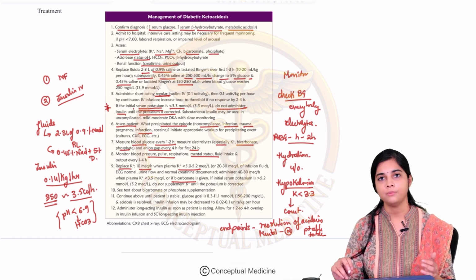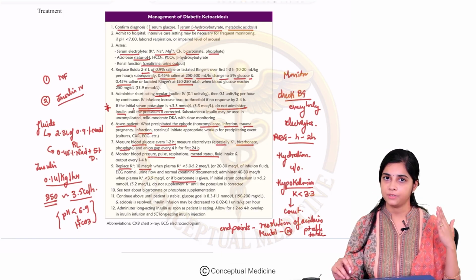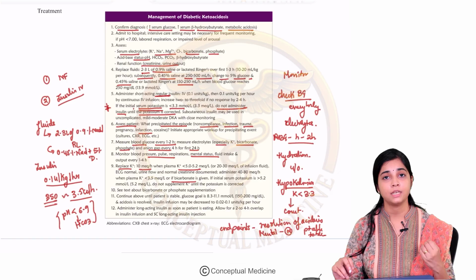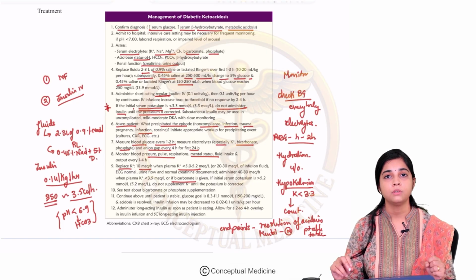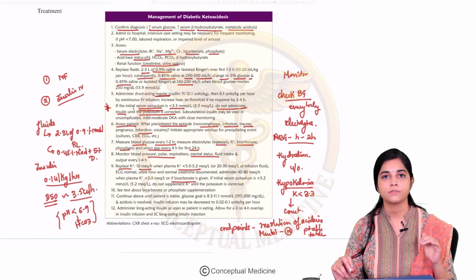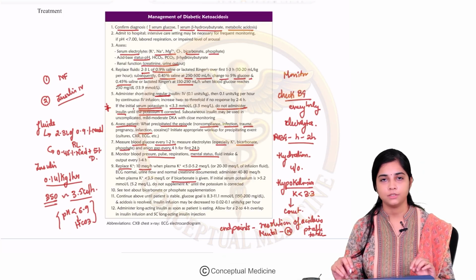Also monitor for hypokalemia and ABG status. Once the acidosis has resolved, the patient's mental status is normal, and the patient is taking food well, then you can change to subcutaneous insulin. Never forget to find out the underlying cause for precipitation of your DKA. Okay, so this is about the management of DKA.